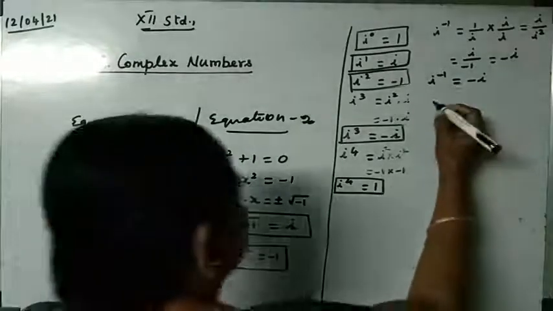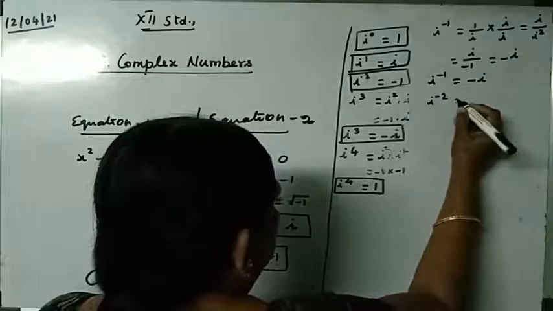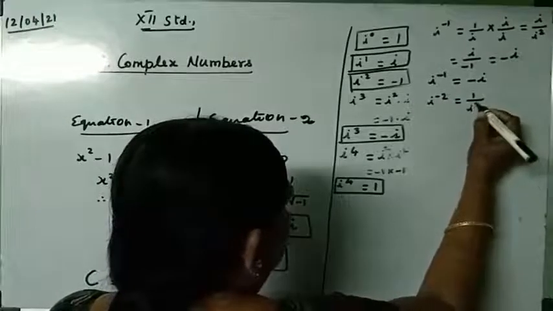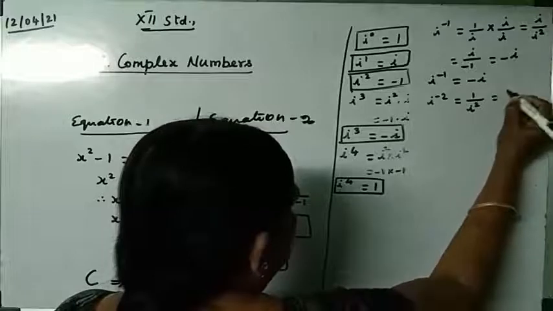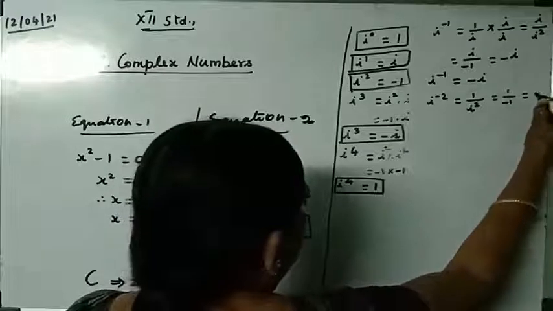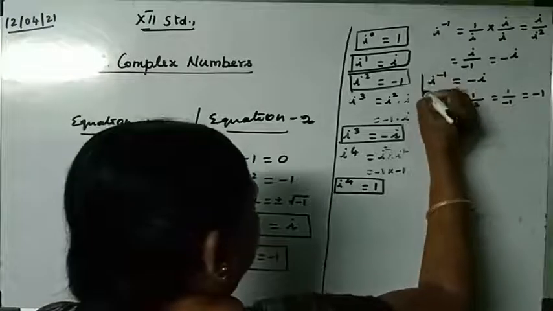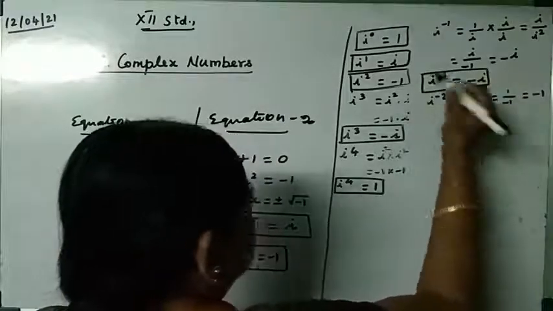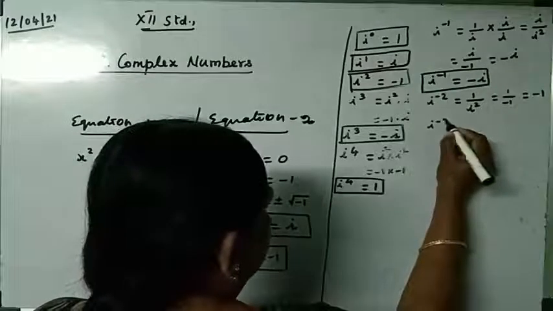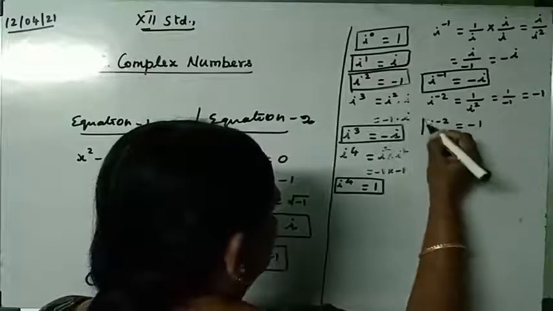Same way, i power minus 2 is equal to 1 by i power 2. I can write like this: 1 by minus 1 is equal to minus 1. So i power minus 2 is equal to minus 1. So i power minus 1 is equal to minus i, and i power minus 2 is equal to minus 1.